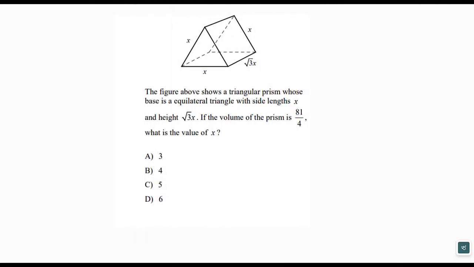Alright, the figure above shows a triangular prism whose base is an equilateral triangle with side length x and height the square root of 3x. If the volume of the prism is 81 over 4, what is the value of x?